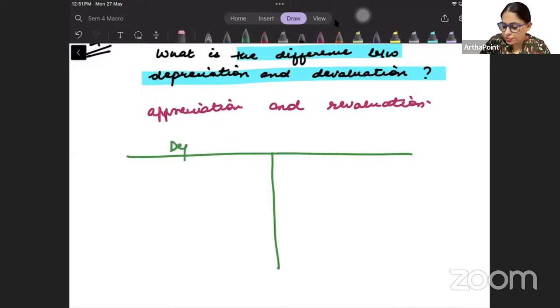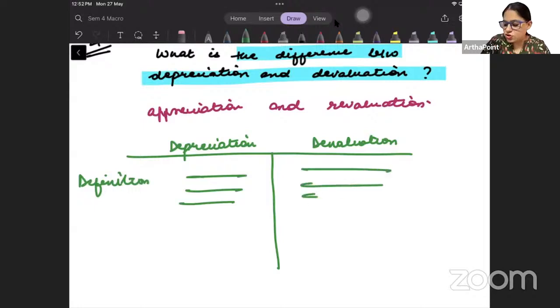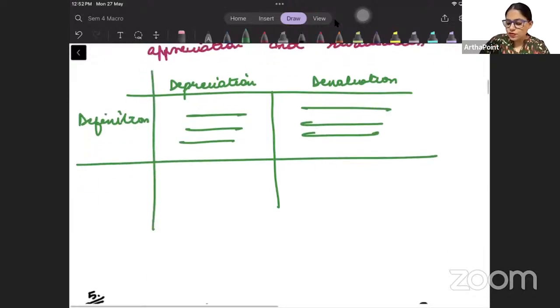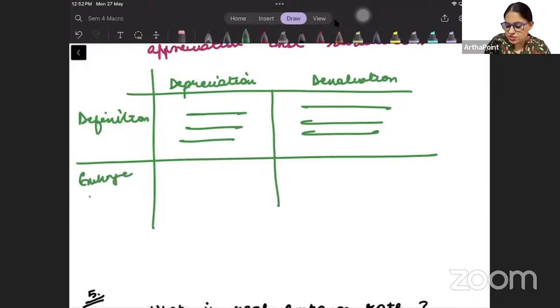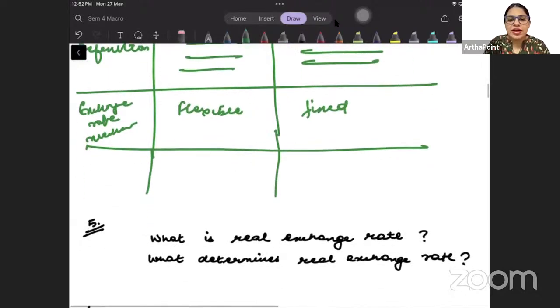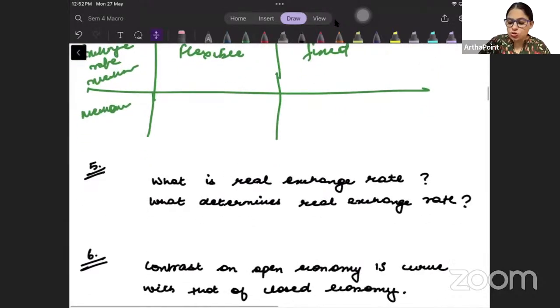Here you can write depreciation. Here you can write devaluation. And now you will write the definition, beta: depreciation refers to this, devaluation refers to this. Then you will write the exchange rate mechanism. Right? So we know that depreciation happens under flexible exchange rate and devaluation under fixed exchange rate. Right? Then you will mention the mechanisms for depreciation to take place.